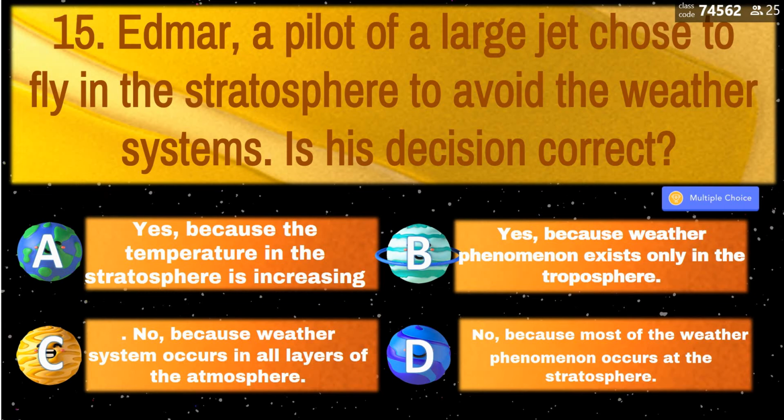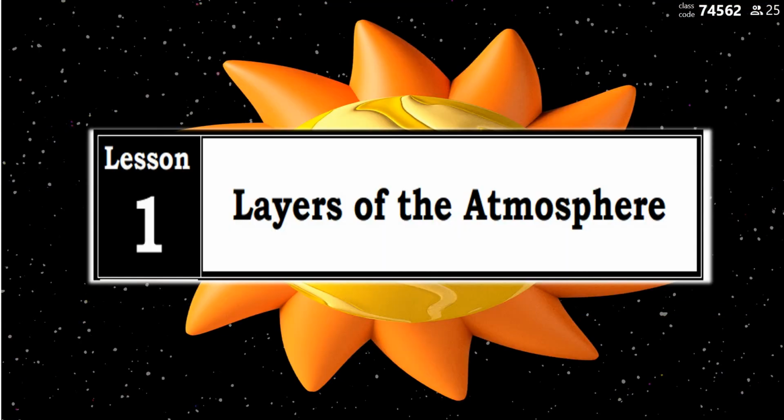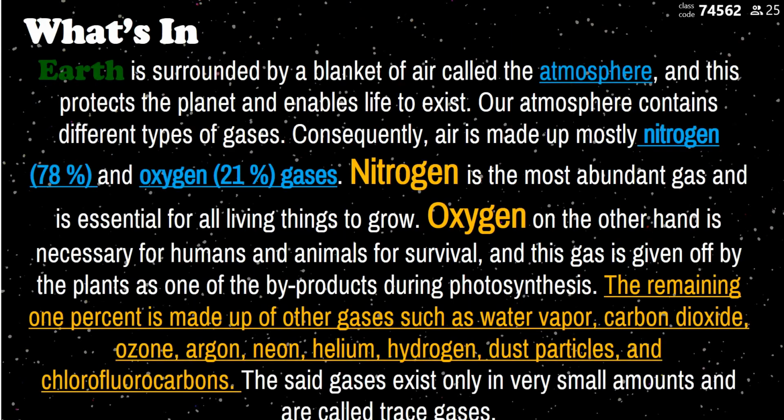You're correct. Letter B. Yes, because weather phenomenon exists only in the troposphere. Thank you. For those who got it perfect, congratulations. So let's proceed. Lesson 1 is all about the layers of the atmosphere.